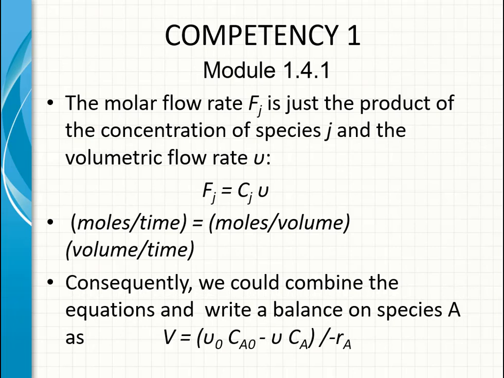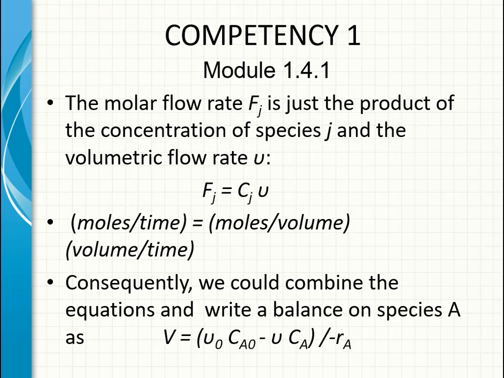The molar flow rate Fj is just the product of the concentration of species j and the volumetric flow rate v. So Fj is equal to Cj times v. On the left we have moles divided by units of time. On the right, the concentration is in moles divided by volume, and the volumetric flow rate is volume divided by time. So at the end we will have on both sides moles divided by time.